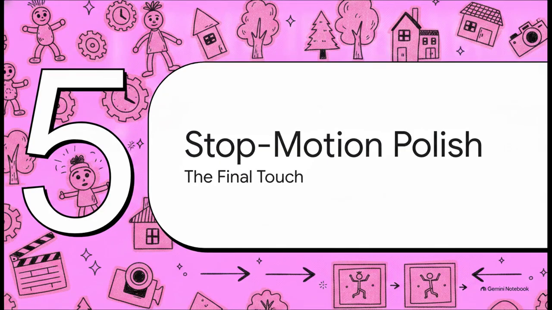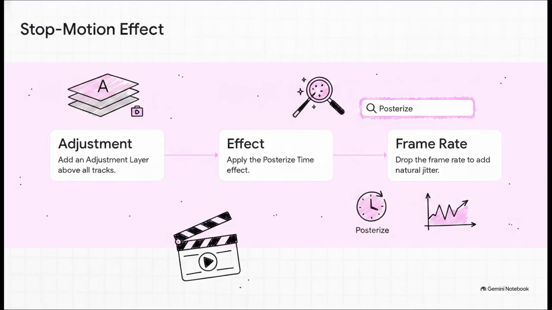Finally, Section 5, Adding Stop-Motion Polish, the final touch. Okay, so we've just built an incredibly smooth, fluid digital animation using parallax. But to truly nail that specific aesthetic we're going for, we need to rough it up a bit and give it a stylized, handcrafted, tactile feel.